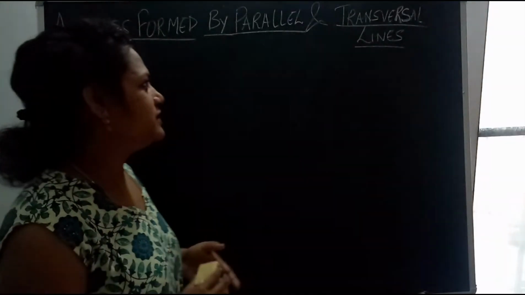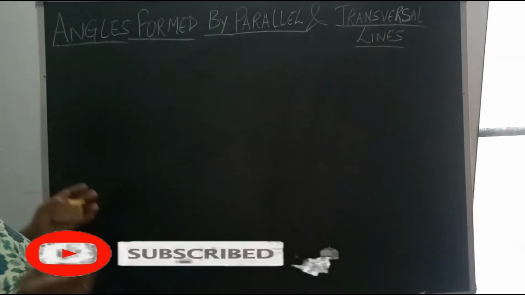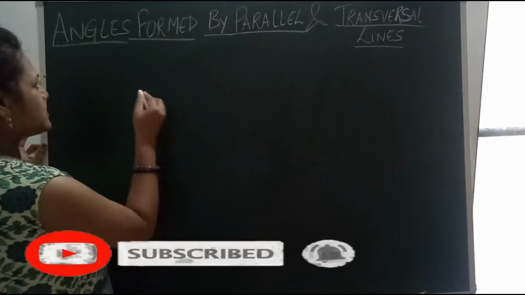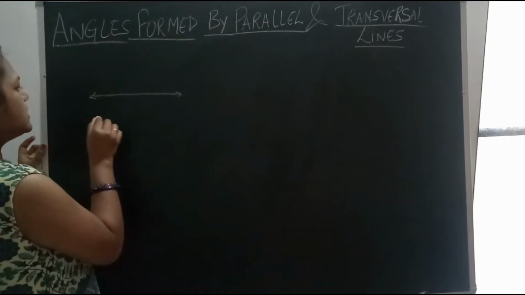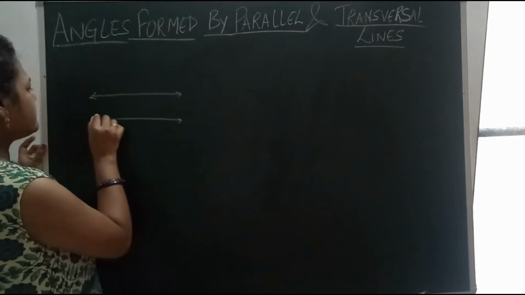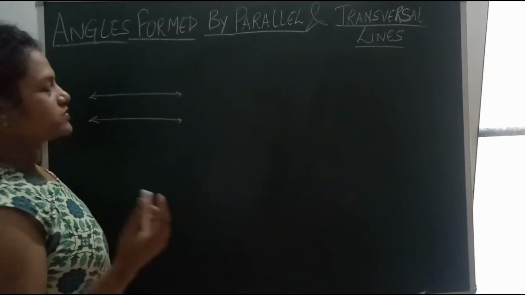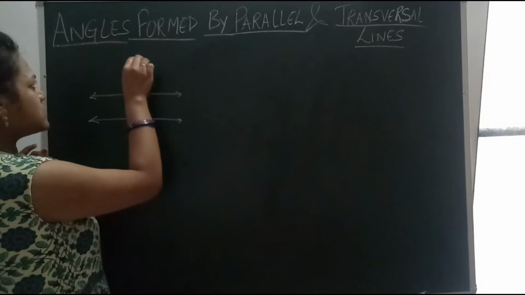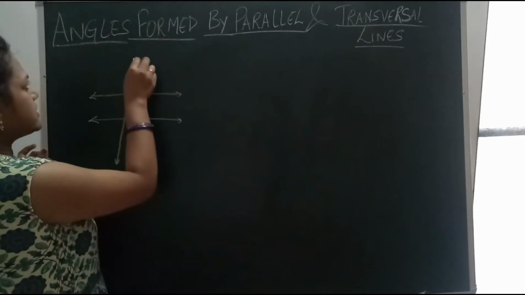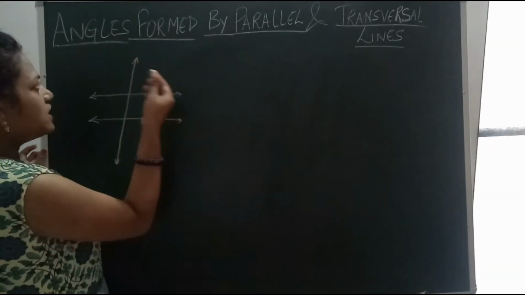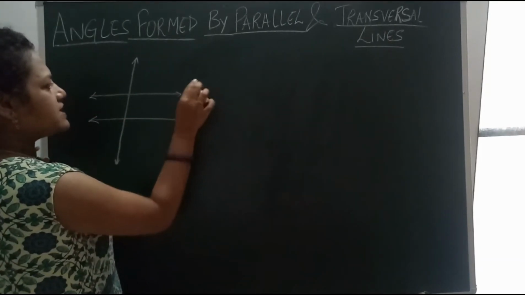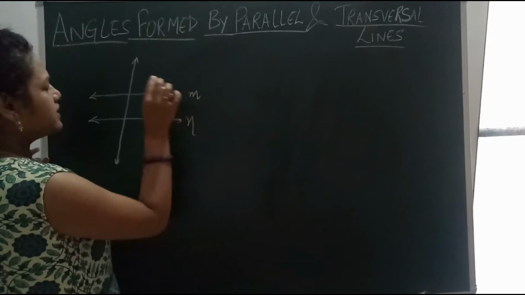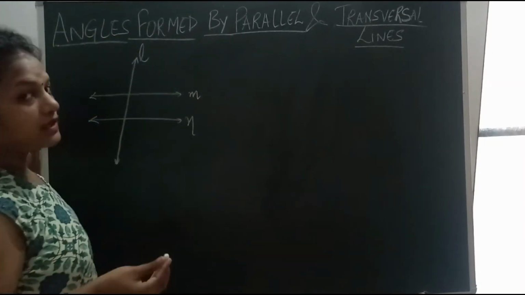Friends, come back to our video. In this, first we will see parallel lines. I will draw here two parallel lines, and a transversal line means the line which cuts these two parallel lines. These two parallel lines I want to name as M and N, and this transversal as L.